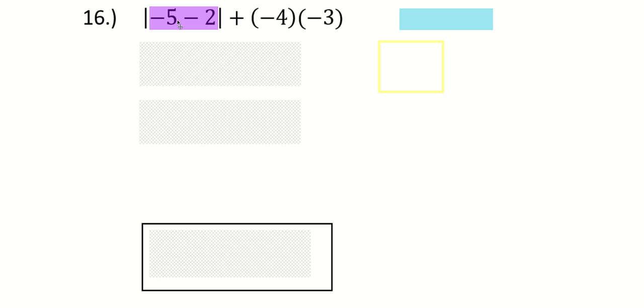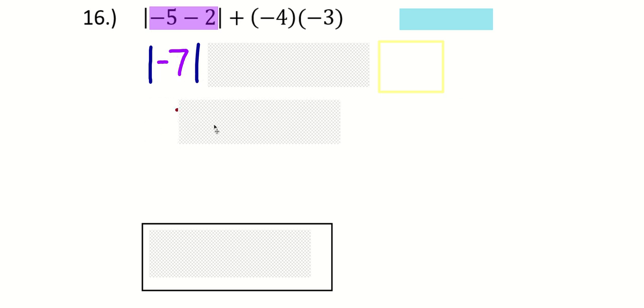So don't do the absolute value of -5 or -2. Make that a -7 first. Okay? -5 subtract 2 makes it -7. Then we're going to take the absolute value of -7, only once we get it down to the absolute value of just one thing, one number.